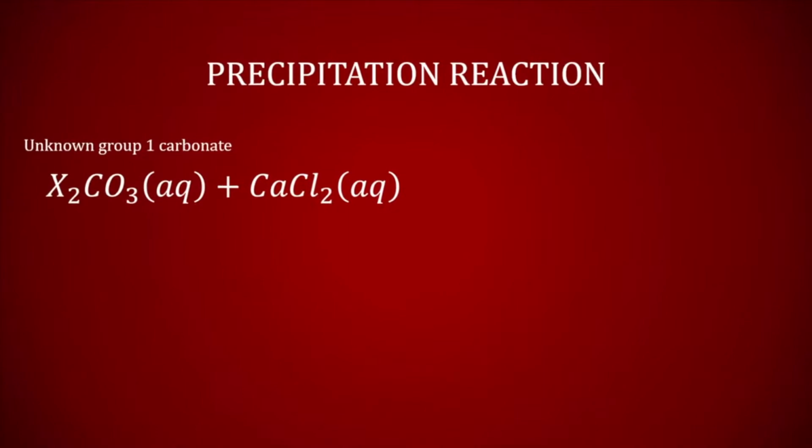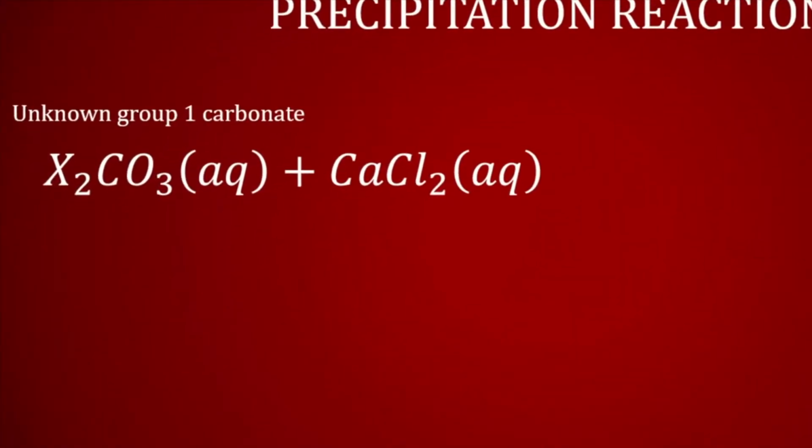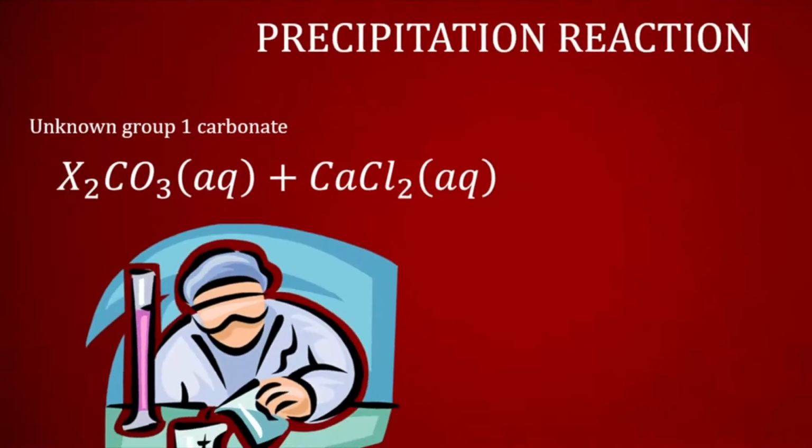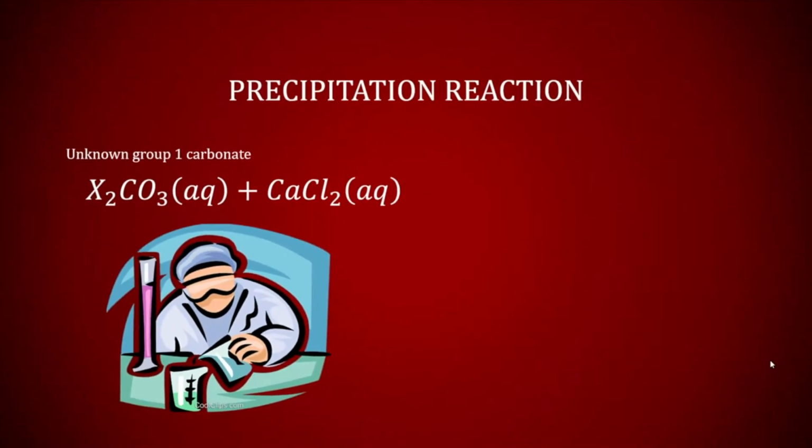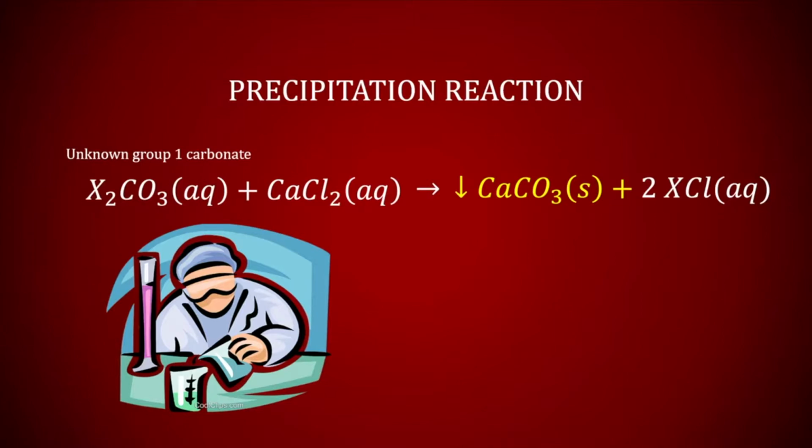How so? Well, the first thing we're going to do is dissolve the group 1 carbonate in water. We'll have a second solution of aqueous calcium chloride that will be added in stoichiometric excess to the group 1 carbonate. So essentially we'll mix the two solutions together. And what will happen is calcium carbonate will be formed, and you might recognize this reaction as a double replacement reaction. Since calcium carbonate is insoluble in water, it will precipitate to the bottom of the beaker.